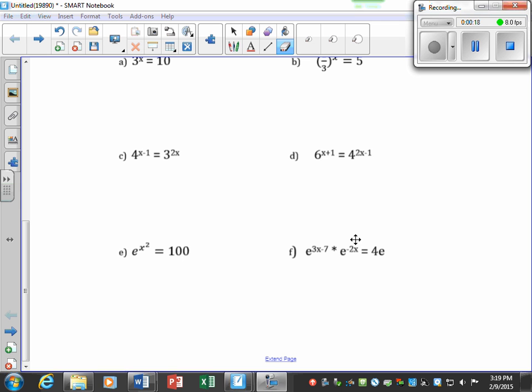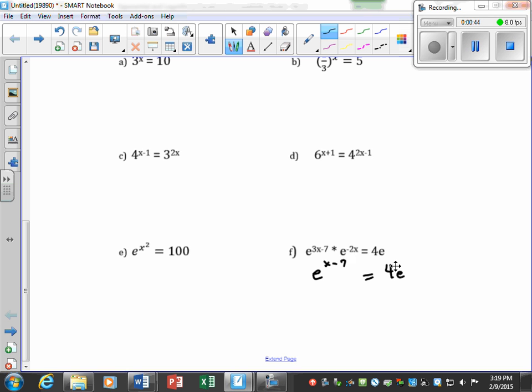So first thing I'm going to do is simplify my left-hand side. So I'm going to have E. Now my base, I'm going to have a 3x minus a 2x, which is just a 1x. And then I have minus 7. So we used our properties just to simplify the left-hand side.